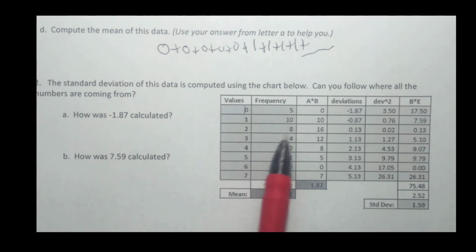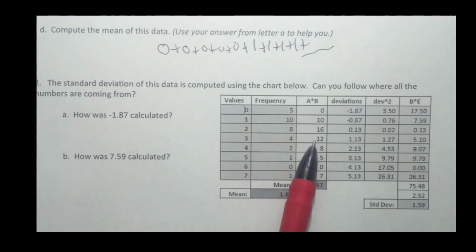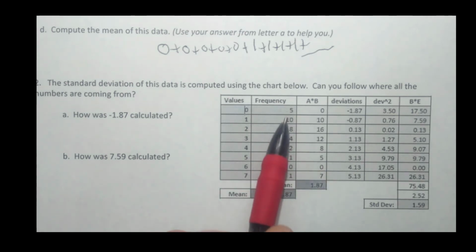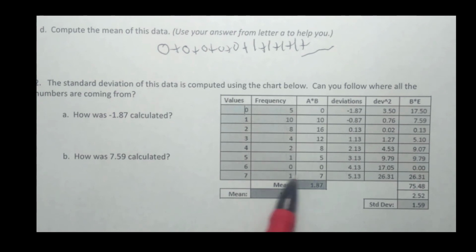2 times 8, 3 times 4. Add all these up and then divide it by the number that I have here, the frequency, the total, which would be 15, 25, 27, 28, 29, 30, 31. So add these up, divide it by 31, or use Excel, which they did here, and I get a mean of 1.87. Okay, that's a lot easier.